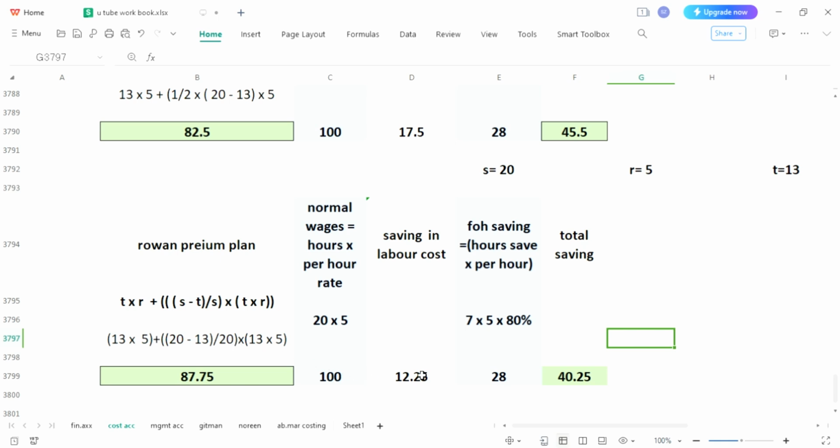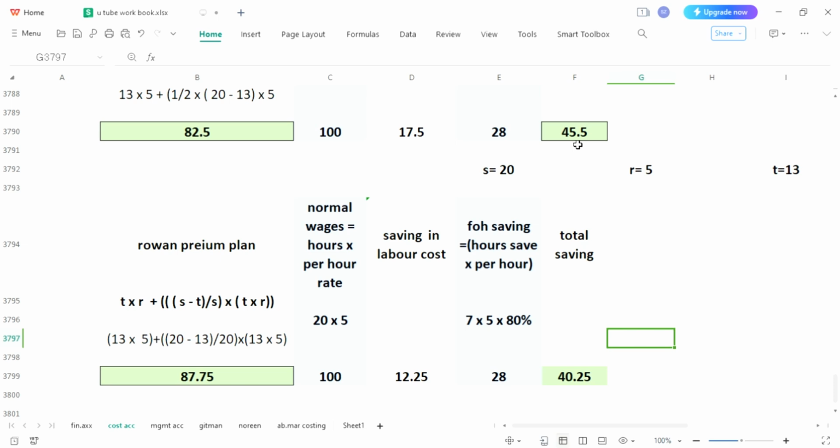In this way total saving in FH is 28, because 7 hours are not the working hours, these are saved hours. So an amount of 28 rupees would be saved in terms of FH. In terms of labor cost they will save 12.25, in this way 40.25. And now again we can make a comparison.